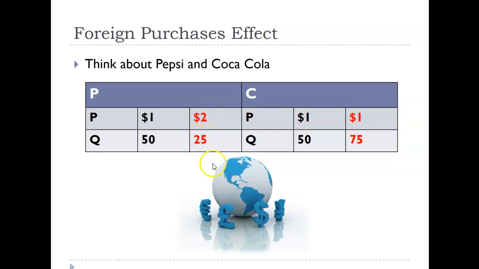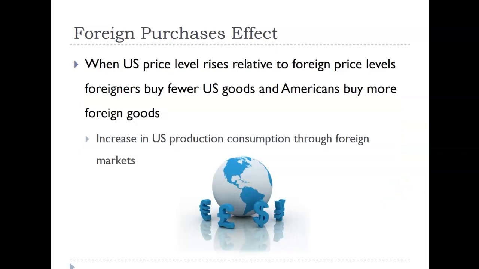The foreign purchase effect is essentially the substitution effect on the international level. People are going to buy less of the more expensive one because of inflation, and they'll buy more of the one that has a comparatively lower inflation rate. Even though it didn't actually change compared to the alternative, it is less. So that's the foreign purchase effect, really similar again to the substitution effect from the micro conversation. So when U.S. price levels rise relative to foreign price levels, foreigners buy fewer U.S. goods and vice versa. So we see this happening, absolutely.